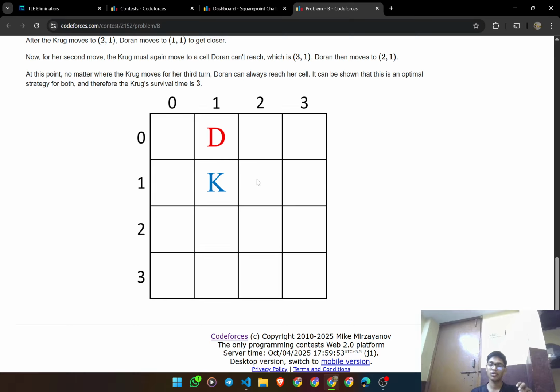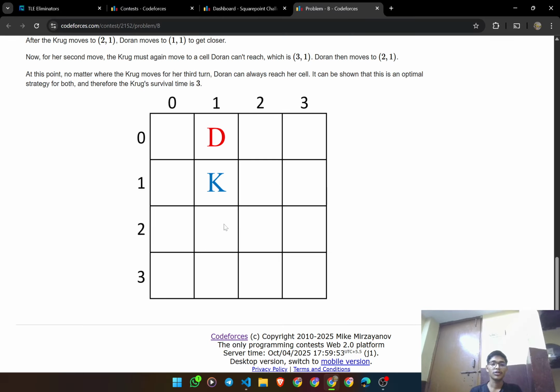So he cannot go to that, so K should not be present on the column of the police. So it should be greater than, or less than. It cannot be equal to, meaning it cannot be at his column, or at his row also.